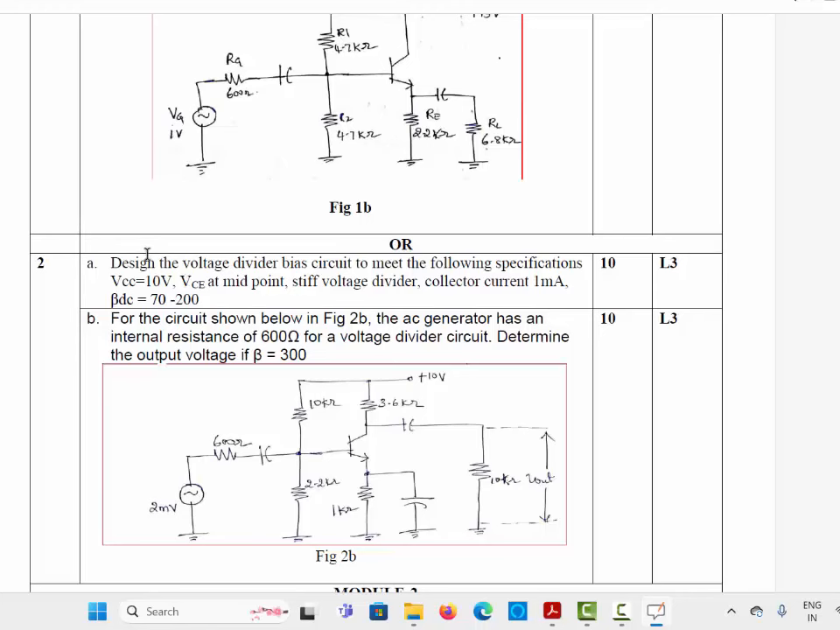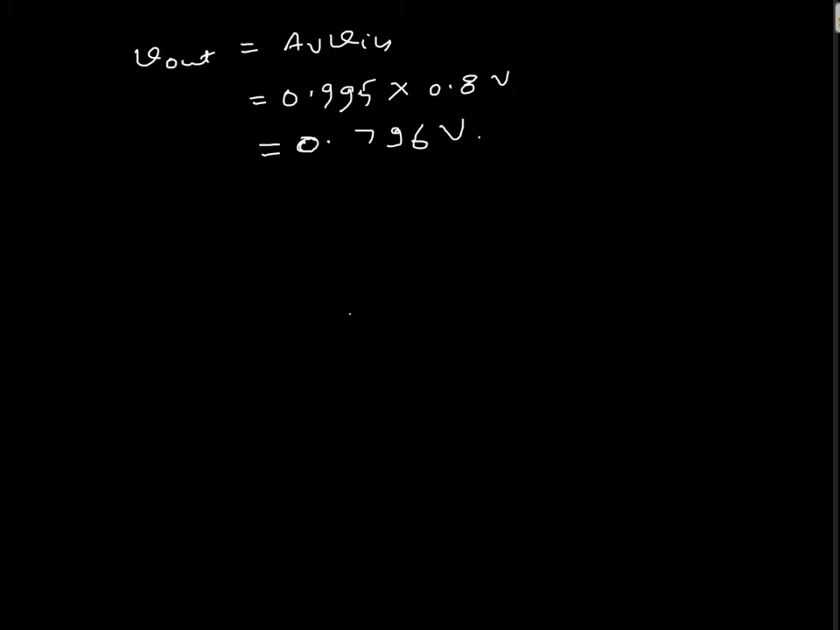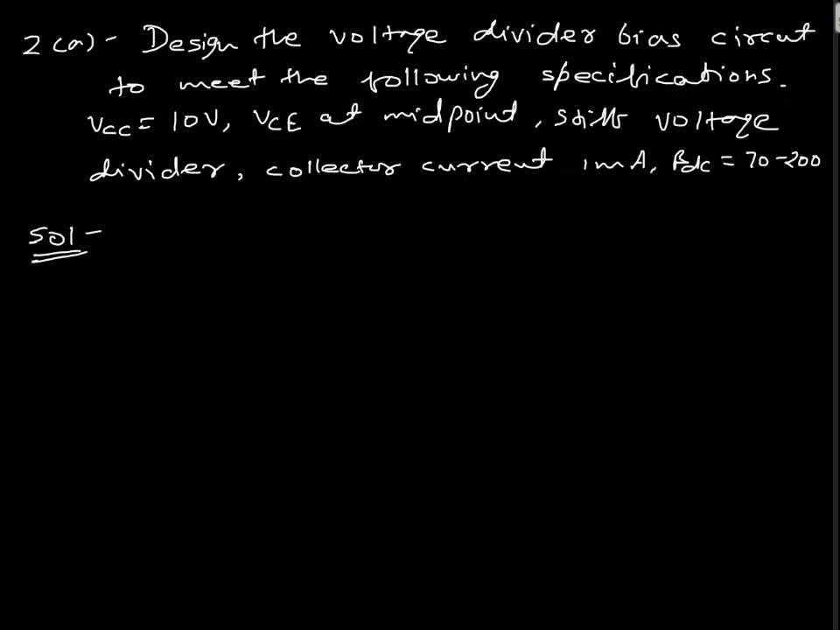Voltage divider bias circuit to meet the following specifications. VCC is 10 volt, VCE at midpoint, stiff voltage divider, collector current 1 milliampere, beta DC range is given as from 70 to 200. Okay, so let us write the problem first. So now we have a design problem here, so to design a voltage divider, we need to follow a few steps. So what is the first step?